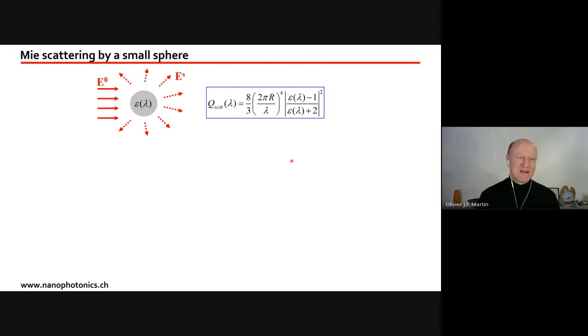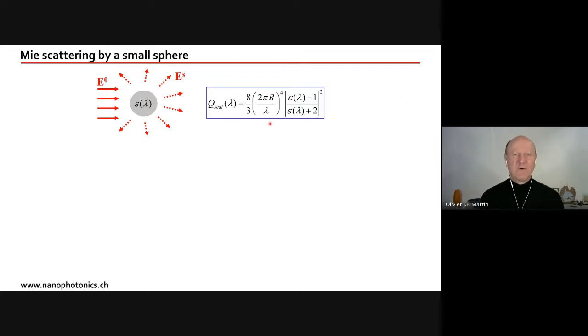A way to understand plasmonics is to look at the light scattered by a small particle. If we have a small particle, say, of metal, like silver, we would describe this small particle with its permittivity. And the permittivity, of course, depends on the wavelength. This is a dispersive material. If you shine some light on this particle, the amount of light that is scattered will follow this formula.